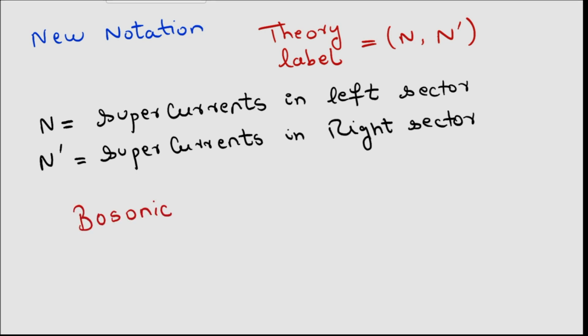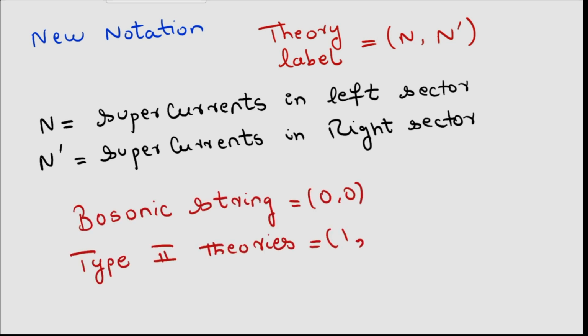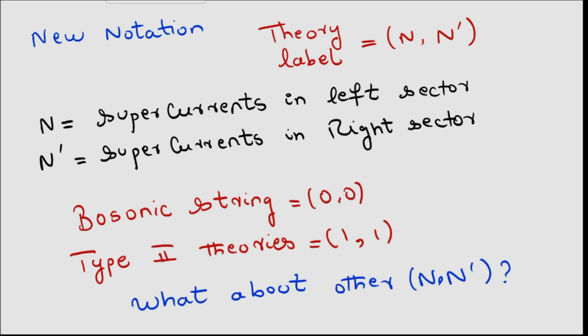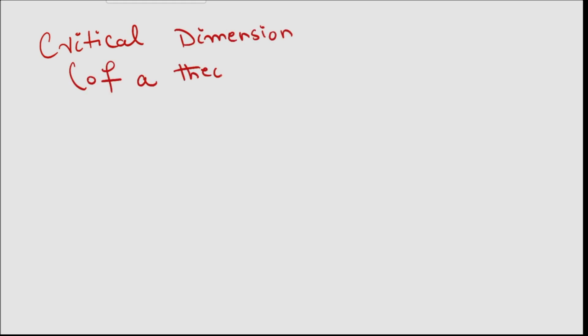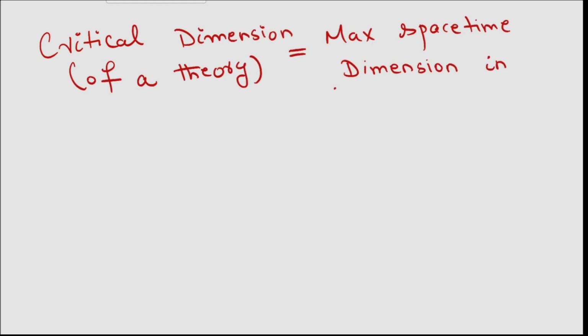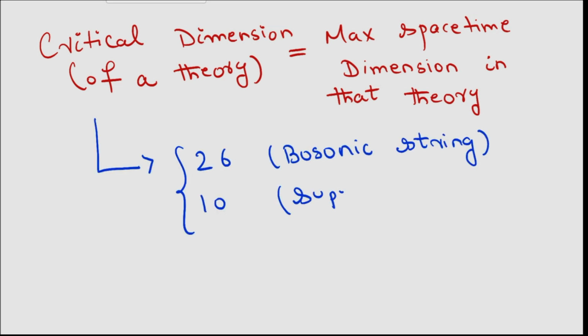Therefore, bosonic string theory is (0,0), and type 2 theories are (1,1). What about other n and n prime? Now, the critical dimension of a string theory is the maximum spacetime dimension of that theory. It is well known to be 26 for bosonic strings and 10 for superstrings.